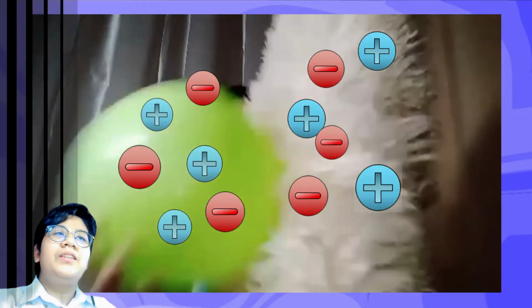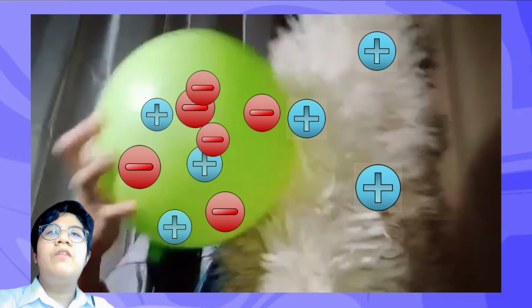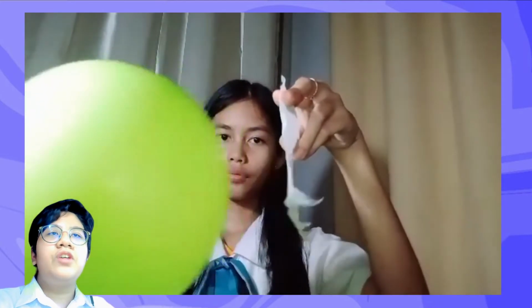Second, when the balloon was rubbed on the fabric, negative charges were transferred to it from the fabric. Now, when the tissue paper is placed close to the negatively charged balloon, polarization happens and makes the negative charges of the tissue paper repelled to the back, and positive charges are near the negatively charged balloon, therefore causing an attraction because opposite charges attract.